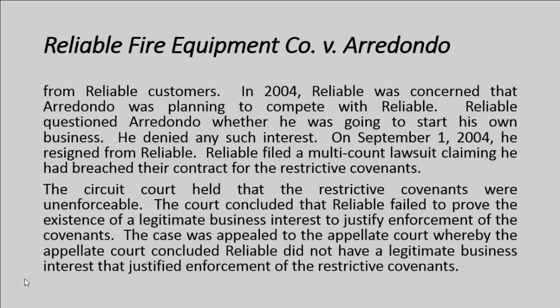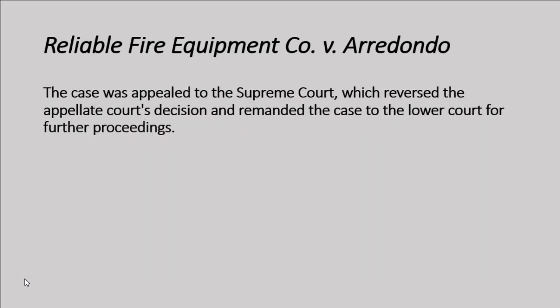The case was appealed to the appellate court, whereby the appellate court concluded Reliable did not have a legitimate business interest that warranted or justified enforcement of the restrictive covenants. The case was appealed to the Supreme Court. The Supreme Court reversed the appellate court's decision and remanded the case to the lower court for further proceedings.